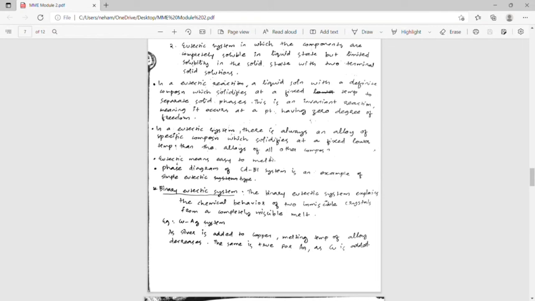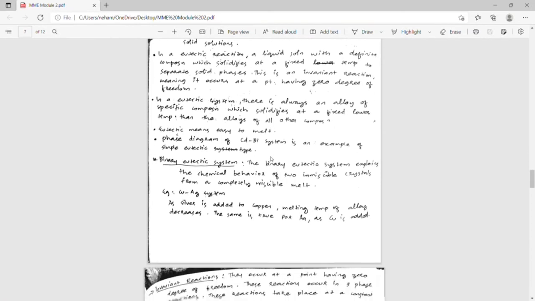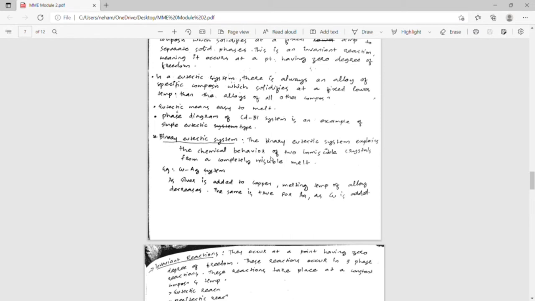This is an invariant reaction. Invariant reaction means it occurs at a point having 0 degree of freedom. In a eutectic system, there is always an alloy of specific composition which solidifies at a fixed lower temperature than the alloys of all other composition. Eutectic means easy to melt.